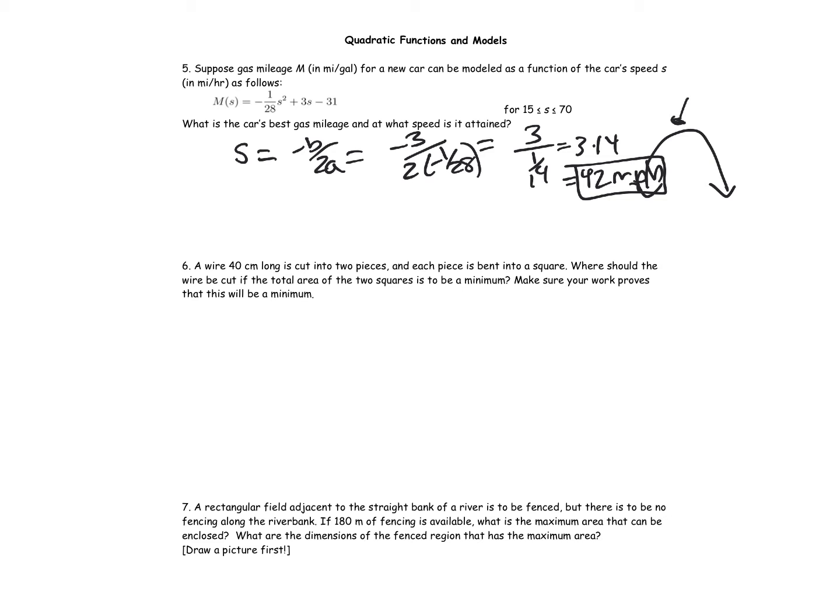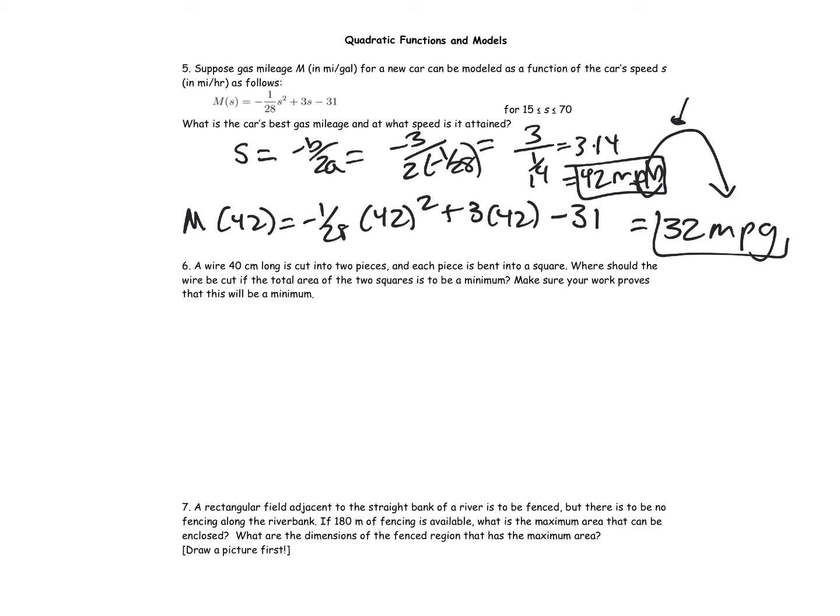The units here are miles per hour for the speed. So that's the speed at which we get the best gas mileage. Now to find what that best gas mileage is, I would plug in 42, so m of 42. Plugging that into the original function, plus 3 times 42 minus 31, gives us 32 miles per gallon. It's important to look at the equation and see what we're talking about here. If it's a parabola and we're talking about a max, it's a parabola that opens down.